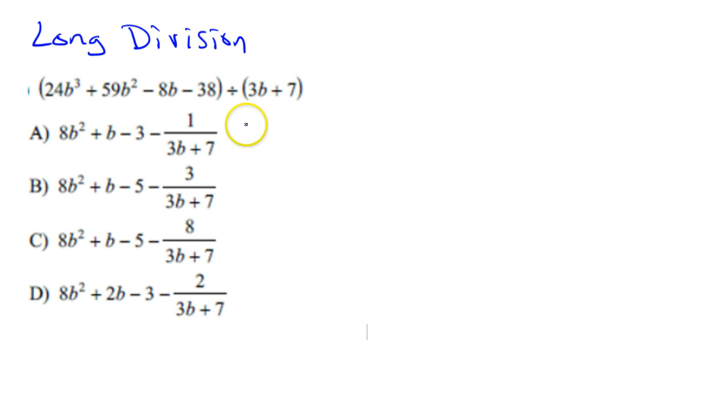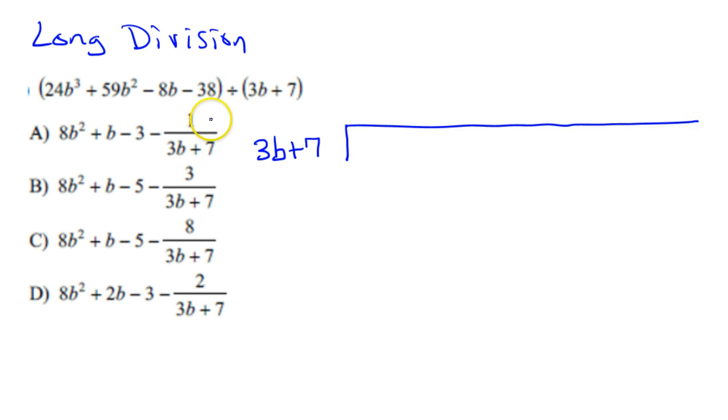Okay, so setting up for long division, we will do our 3b plus 7 out front, and then underneath the division sign I'll have my 24b to the third power plus 59b squared minus 8b minus 38.